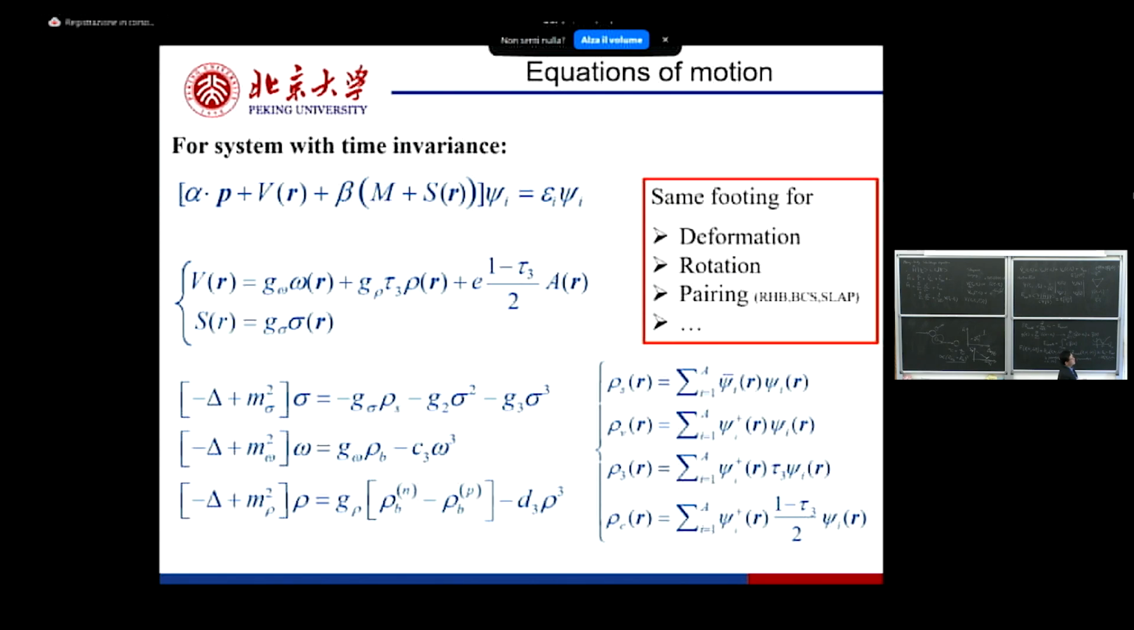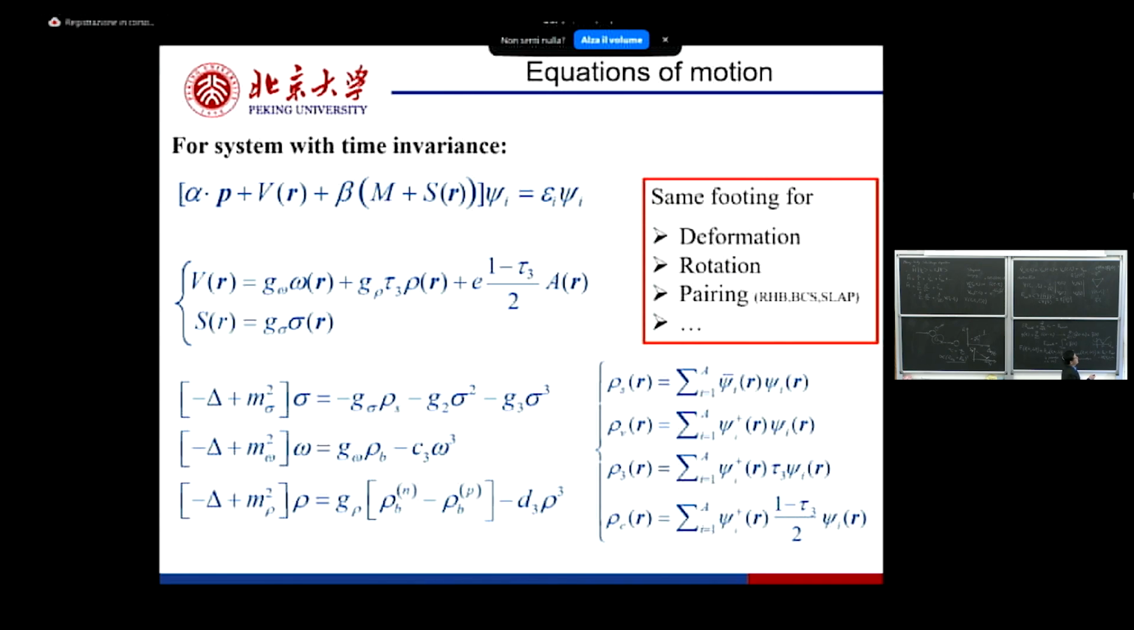Epsilon A is the eigenvalues. And here you see, if we remove the vector potential and the scalar potential, we already learned from the textbook that that is the Dirac equation for the free nucleus. So the only thing we have to treat is the vector potential and scalar potential.